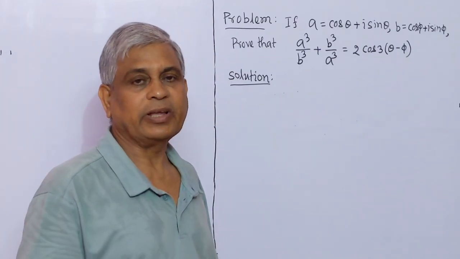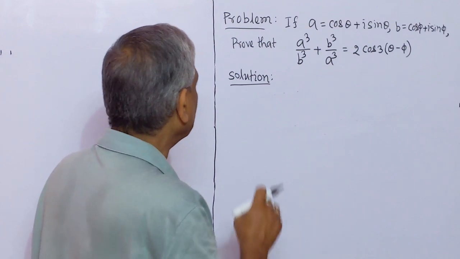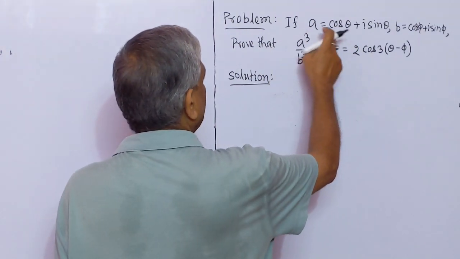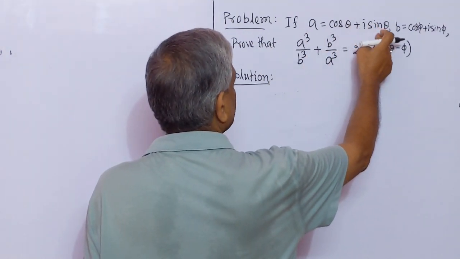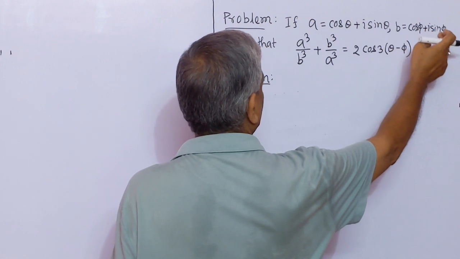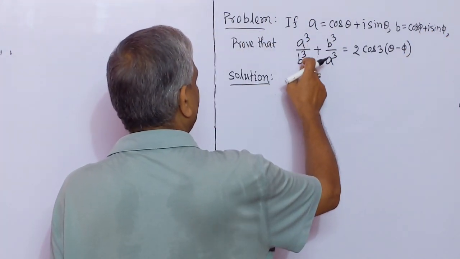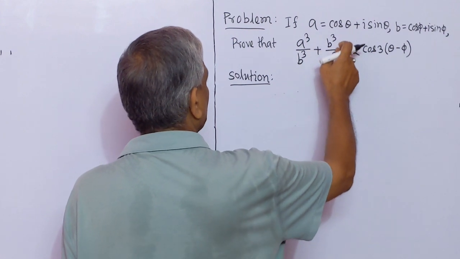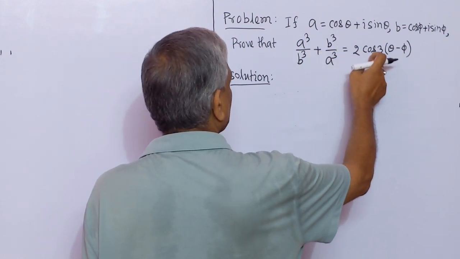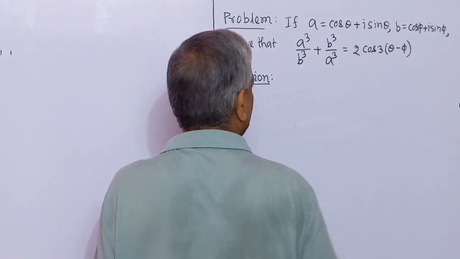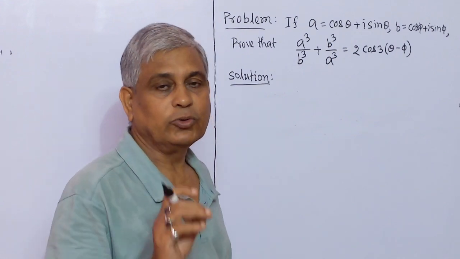Now we solve the next problem. Next problem is: if a equal to cos theta plus i sin theta, b equal to cos phi plus i sin phi, then prove that a cube by b cube plus b cube by a cube equal to 2 cos 3(theta minus phi). Now we solve this.